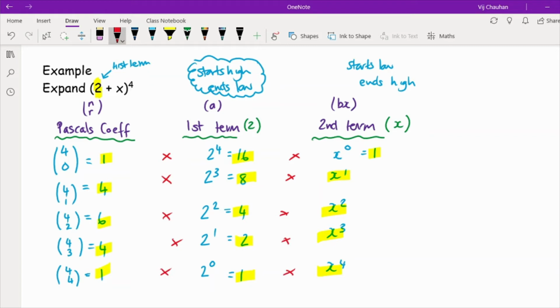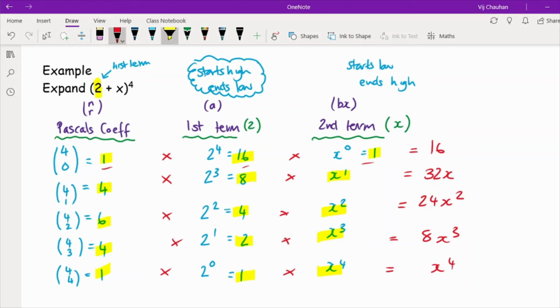And what I end up with is, 1 times 16 times 1 is 16. 4 times 8 times x is 32x. 6 times 4 times x squared is 24x squared. 4 times 2 times x cubed is 8x cubed. And 1 times 1 times x to the power 4 is just x to the power 4.